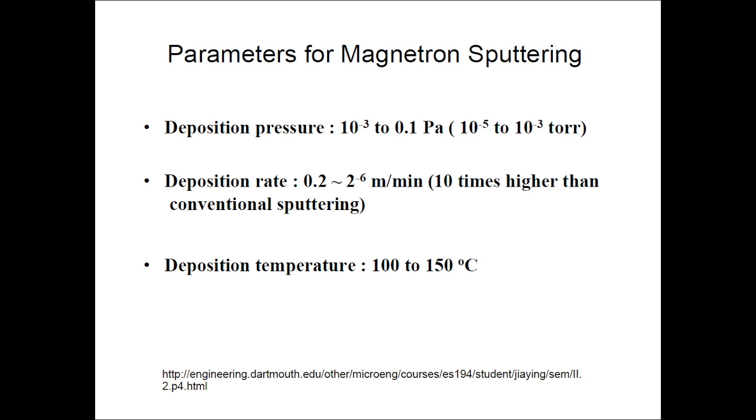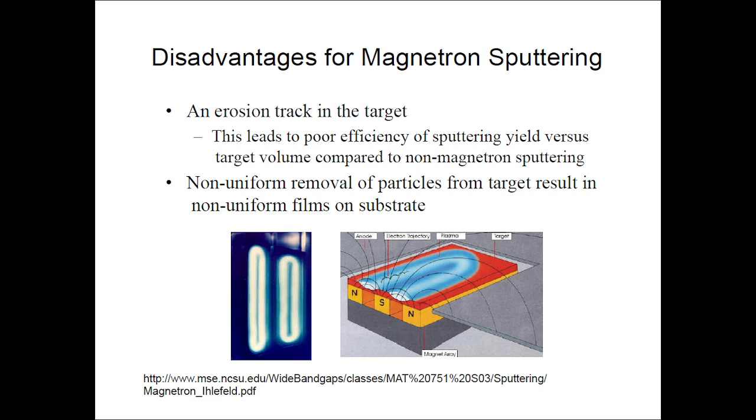For deposition pressure, it will be in the order of 10 raised to minus 3 to 0.1 Pascal. In terms of torr, it will be 10 raised to minus 5 to 10 raised to minus 3 torr, which is a unit of pressure. The deposition rate will be 0.2 to 2 raised to minus 6 meters per minute, which refers to the thickness of the film. And the deposition temperature will be 100 to 150 degrees Celsius.